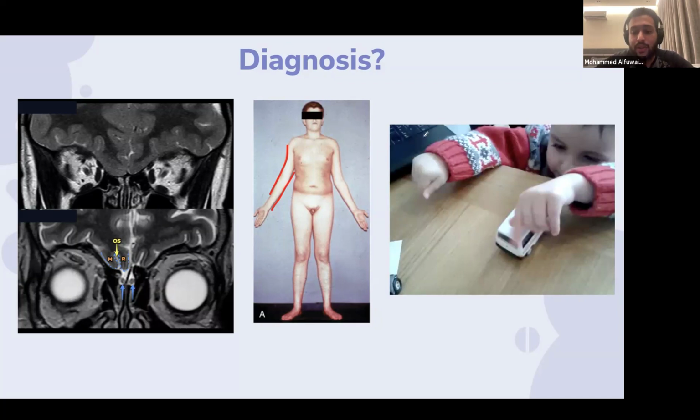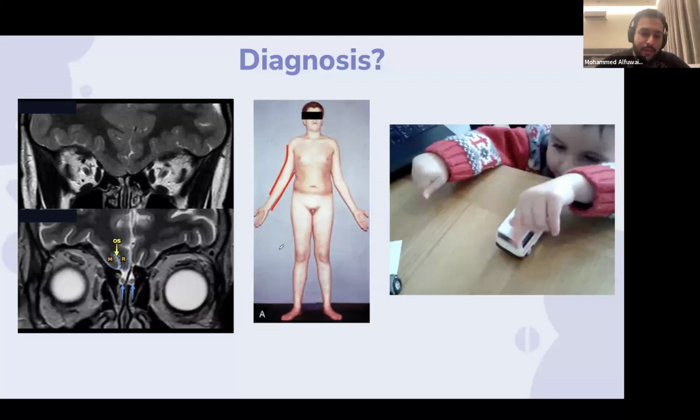Another important thing is they might have syndactyly, which is basically fusion of the fingers. And another important sign is this. Whenever they try to do something with one hand, for example, picking up this pen, their other hand will do the same action, which is called bimanual synkinesis. Okay, exactly. So this is Kallmann syndrome.